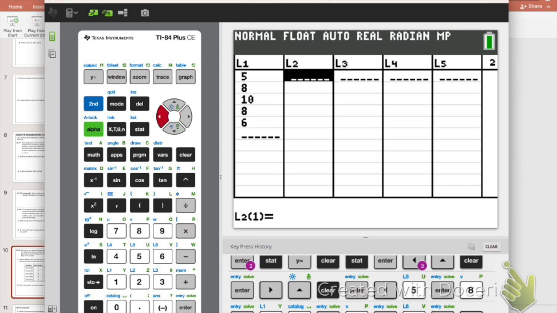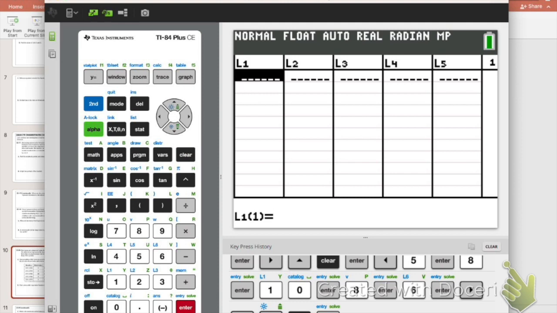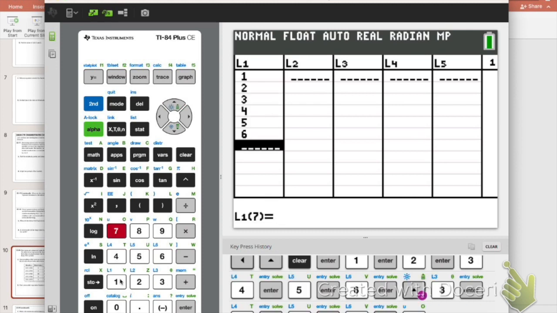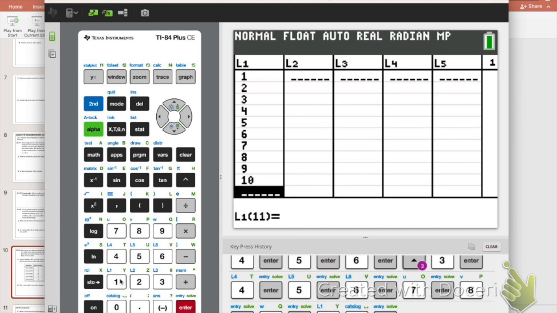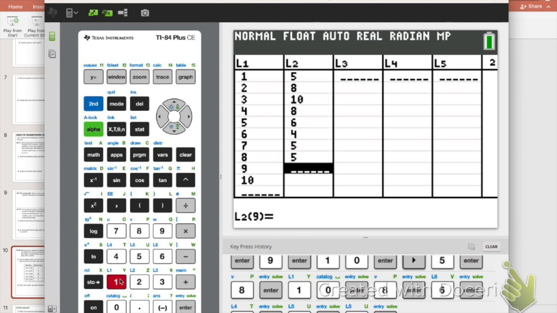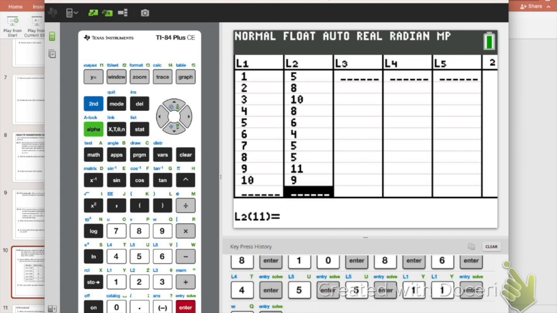Oh, nope, that's not what we're doing. We're doing our decades over here, that's our X. So 1 to 10: 1, 2, 3, 4, 5, 6, 7, 8, 9, 10. And then my hurricanes are 5, 8, 10, 8, 6, 4, 5, 5, 11, 9. Okay. So we wanted to see what this looks like as a scatter plot.